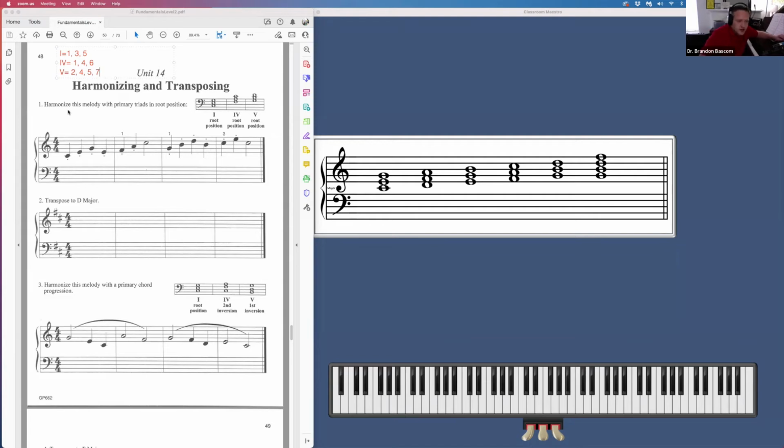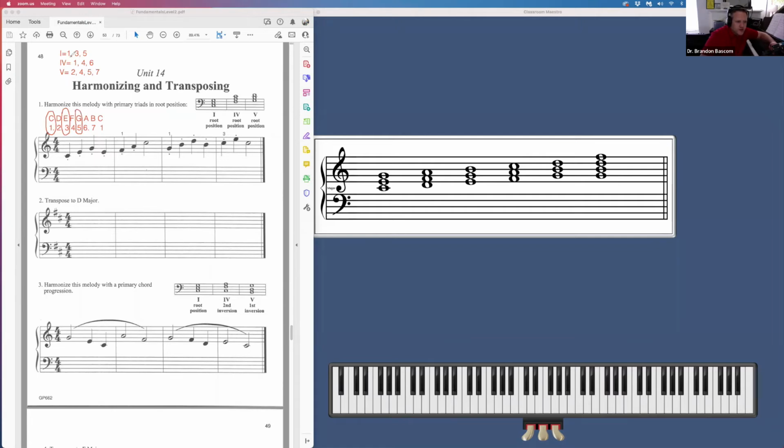So let's do this first one together. We are in the key of C major. So here's my C major scale, and here are my C major scale degrees. So looking at measure 1, we have a C, an E, and a G. Scale degrees 1, 3, and 5.